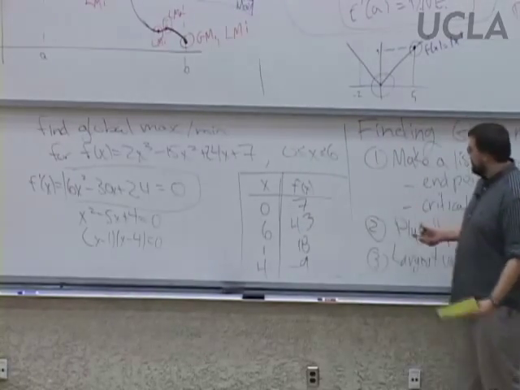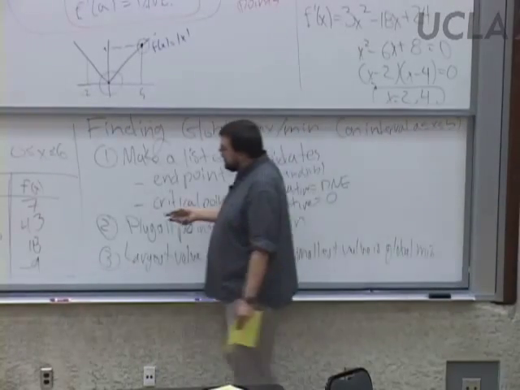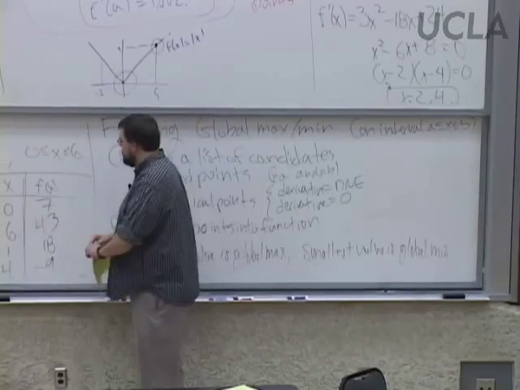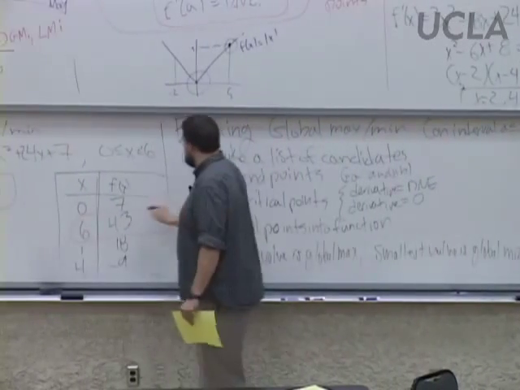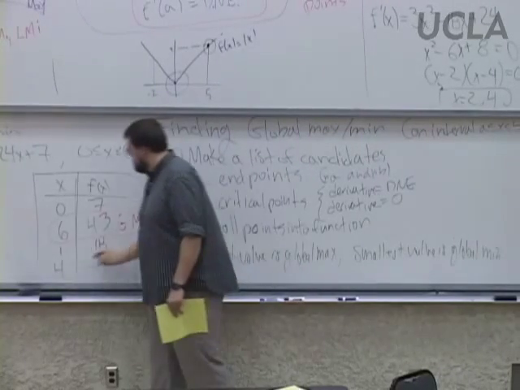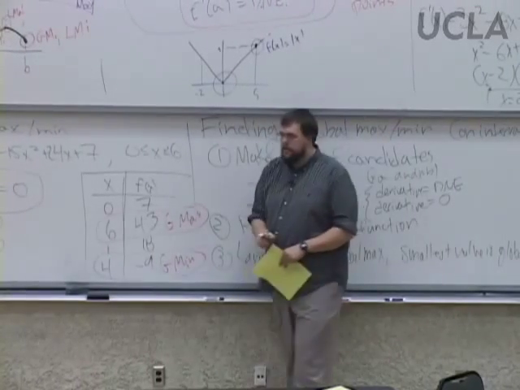OK, so now we have our list. We found our points. We plugged them in. And now we look at it and say, OK, what's the largest number here? 43. So we say, OK, here we go. Here's our global max. What's the smallest? Negative 9. Here's our global min. So now we found our global max and our global min.